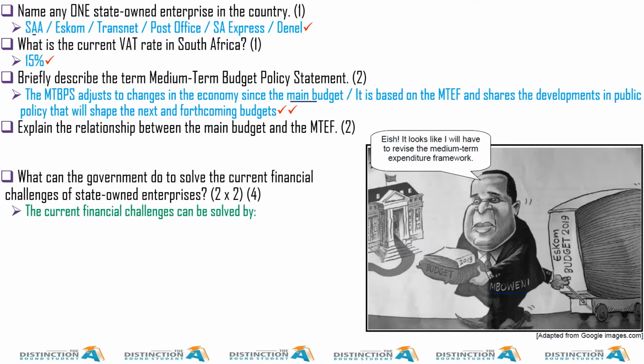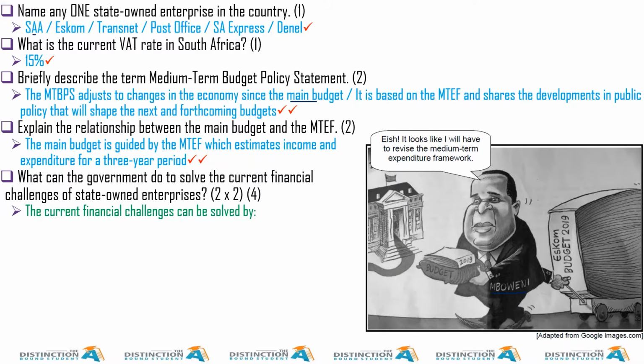Explain the relationship between the main budget and the medium-term expenditure framework. The main budget is guided by the medium-term expenditure framework. Like you see here, he's talking about adjusting it, and that means that will affect the next budget, the budget for the following year. Since this was 2019, it would affect the budget for 2020, and right now we're in September, so next month the medium-term expenditure framework will be presented by Tito Mboweni.